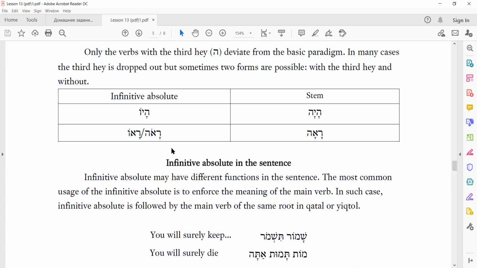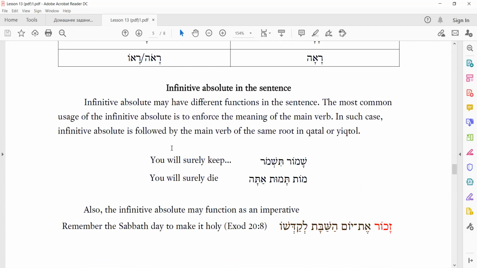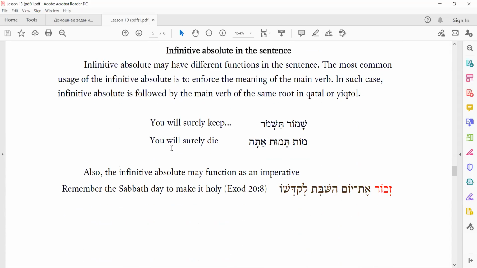Now we need to pay attention to the meaning of the infinitive absolute, because it has a very interesting meaning. Most often you will find infinitive absolute together with the finite verb of the same root, like, for example, shamor, tishmor. In this case, infinitive absolute will enforce the meaning of the main word. And it is translated very often as surely. So it is not translated as to keep, but like surely. You will surely keep something, or you will surely die.